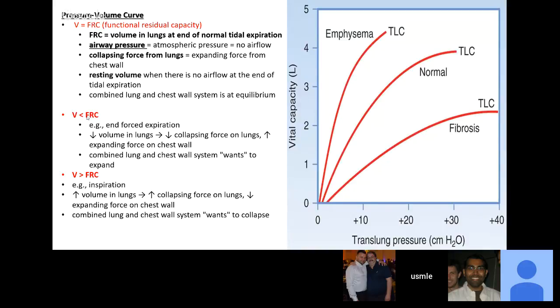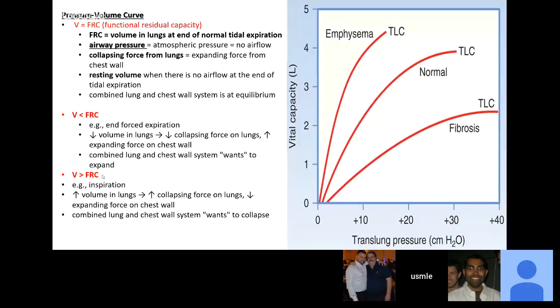So now, if the volume is less than the functional residual capacity, this is pretty much calculated at the end of forced expiration. In that situation, as we saw, expiration means you have less volume, so volume is going to decrease. If volume decreases, obviously you're going to have the collapsing forces that maintain it open, and an increase of the force of the chest wall to expand. That will allow the expansion. So if you combine all this, it means that you are ready to expand your lung.